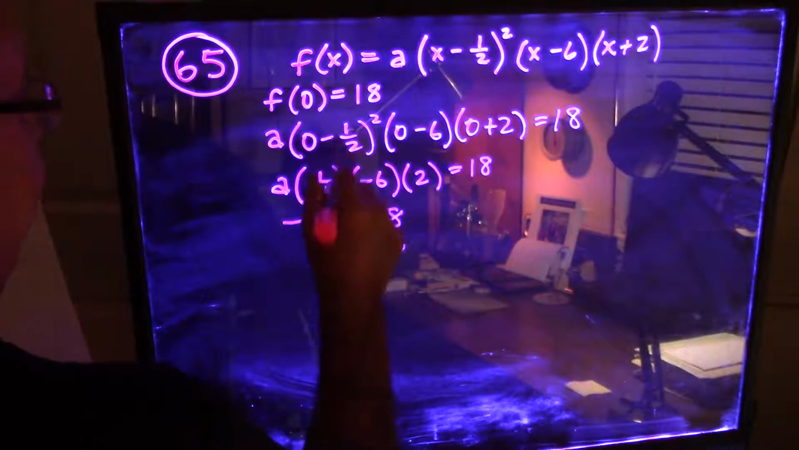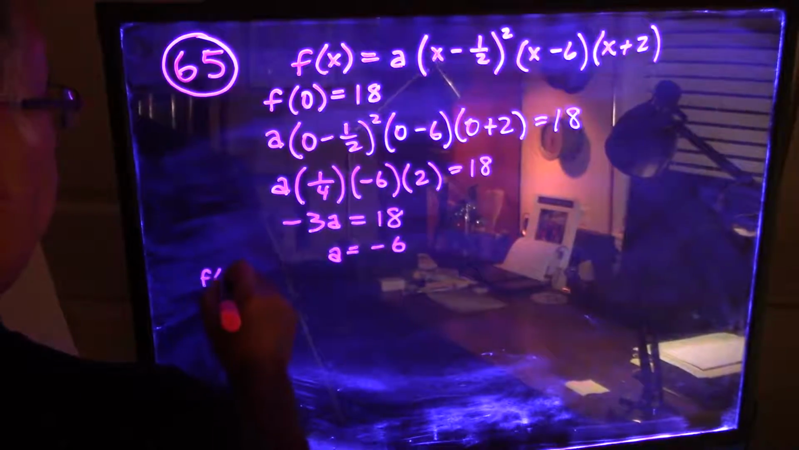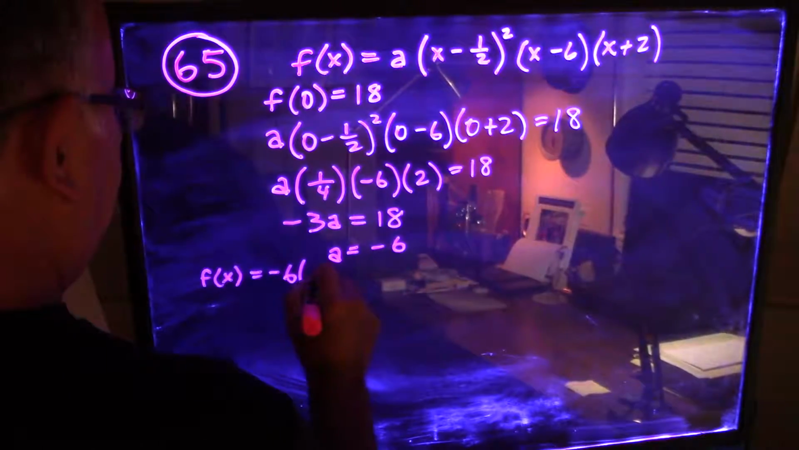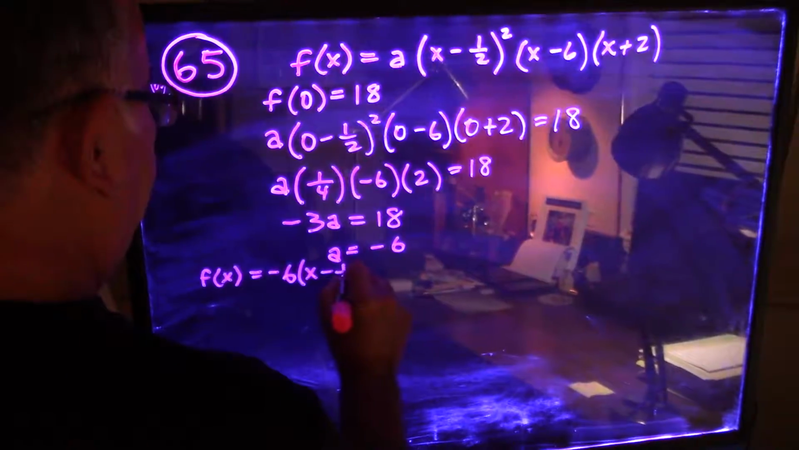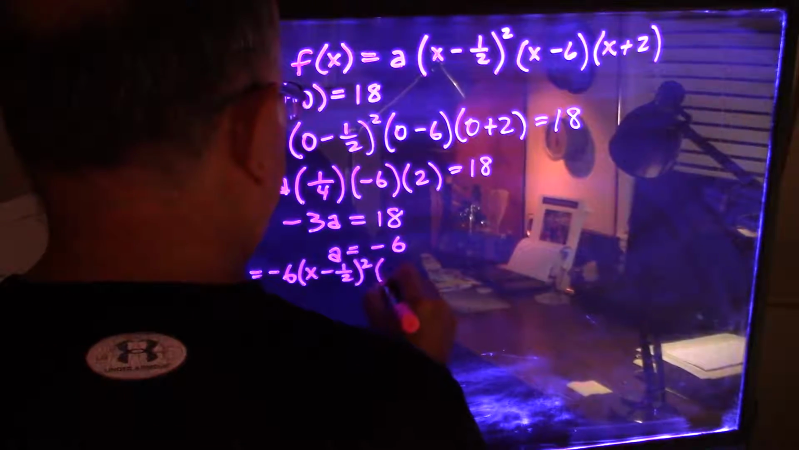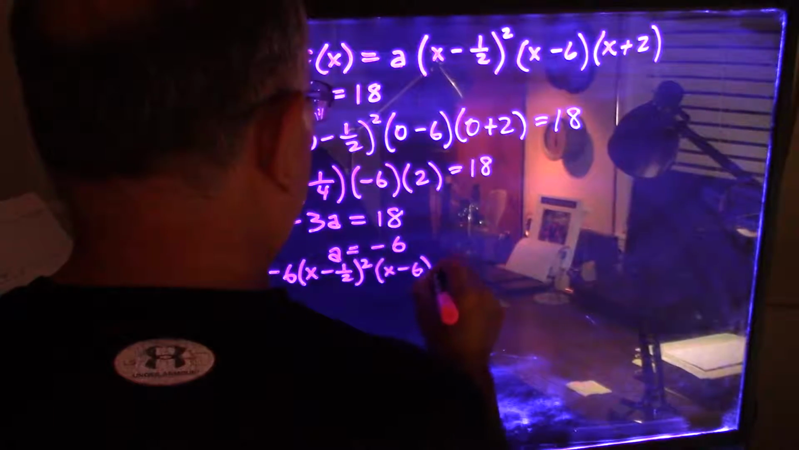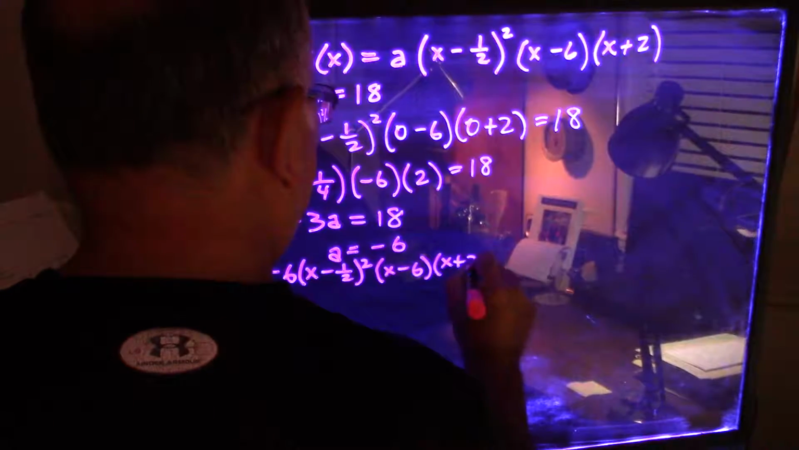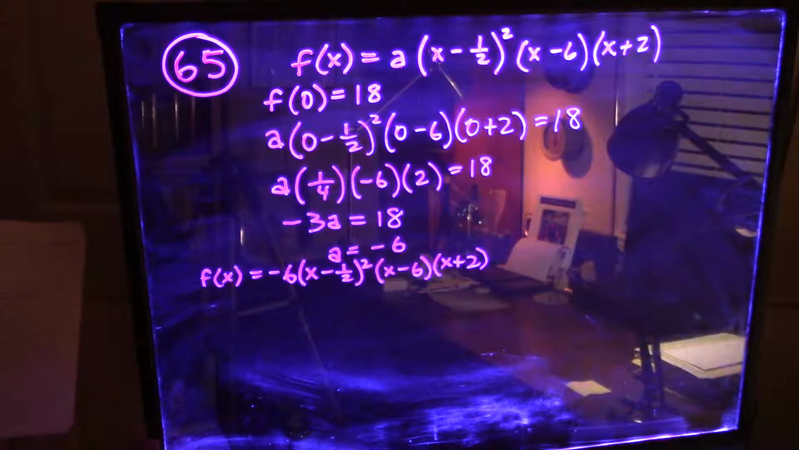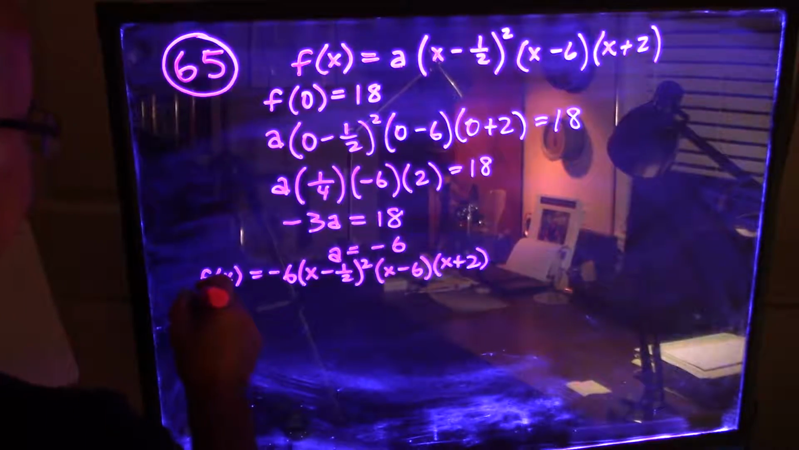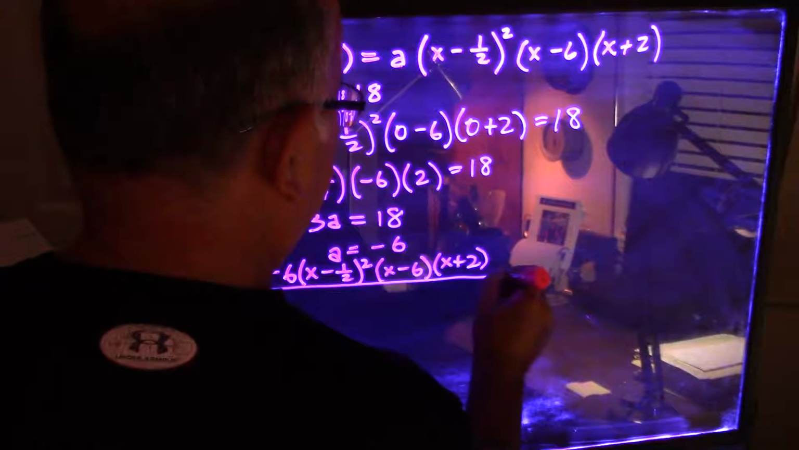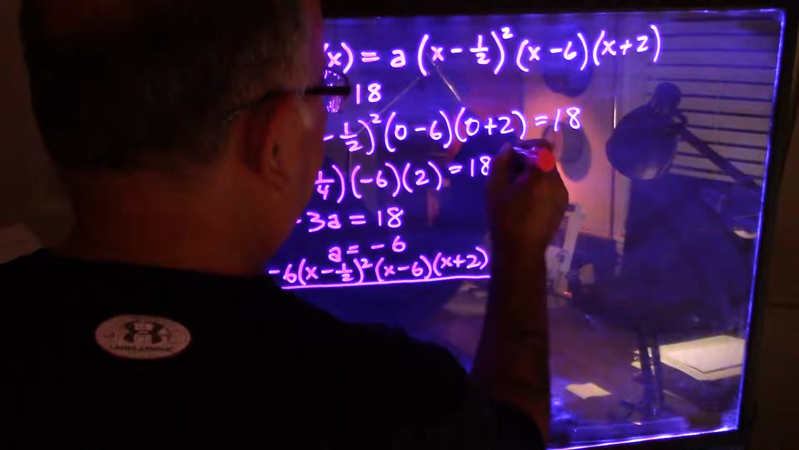So f of x is equal to negative 6, quantity x minus 1/2 squared, x minus 6, x plus 2. Now the book has a little bit, well, what appears to be a different answer. Let me draw a line here. This is my work here.